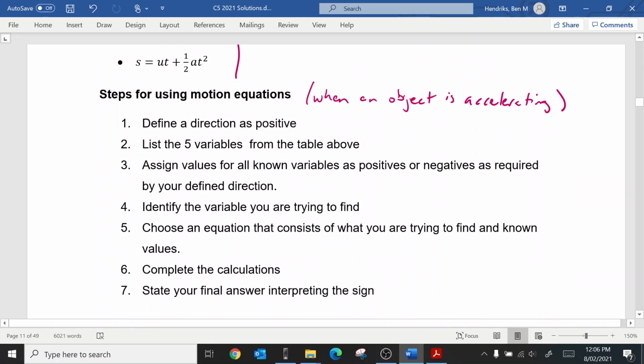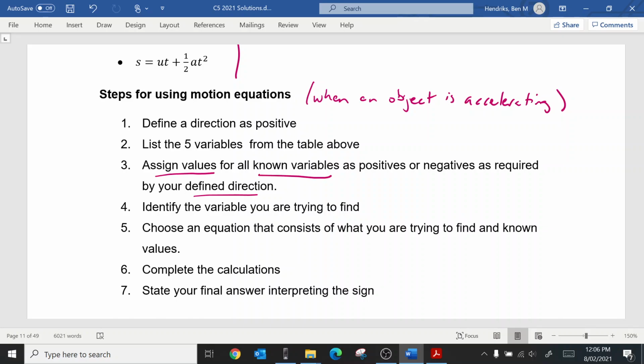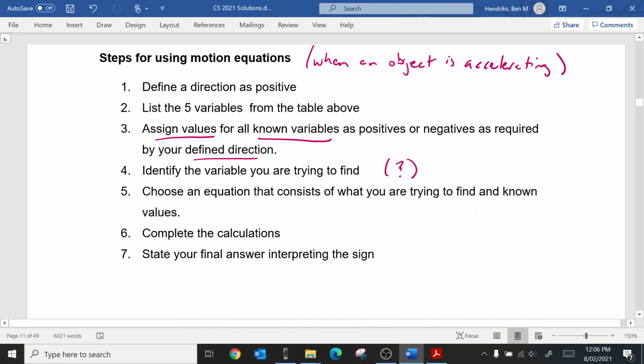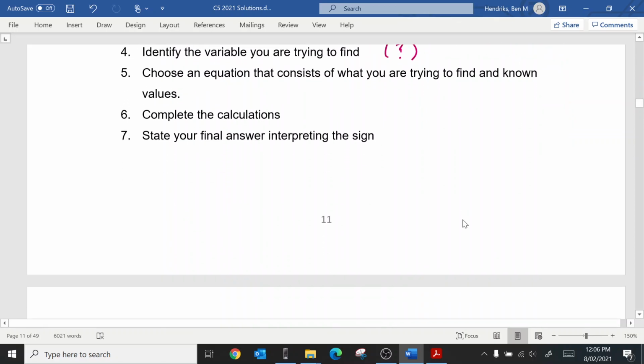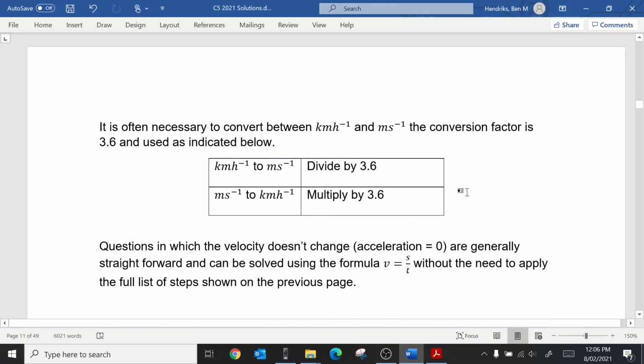Assign values for all known variables as positives or negatives as required by your defined direction. So it's important to identify those ones. Identify the variable you are trying to find. I usually assign a question mark to whatever variable we're trying to find. Choose an equation that consists of what you're trying to find and known values. So you just have to choose one of the 4 equations up there. Complete the calculations and then state your final answer, interpreting the sign.